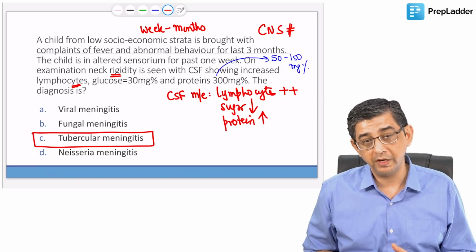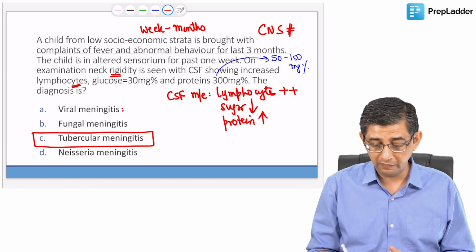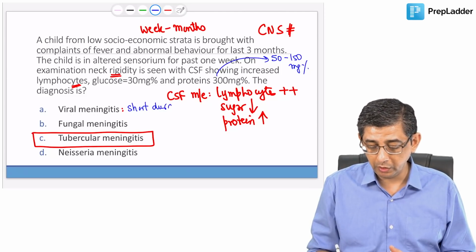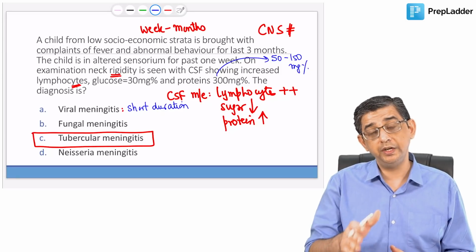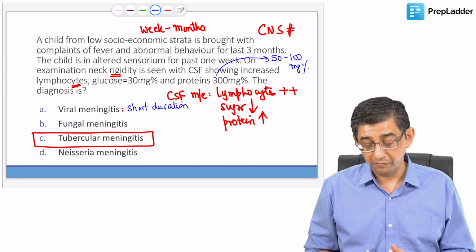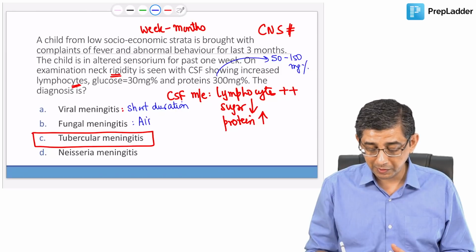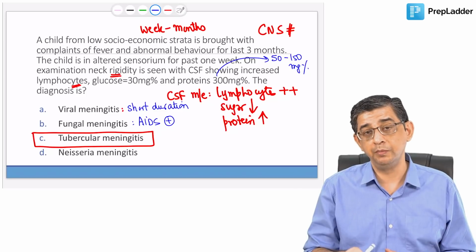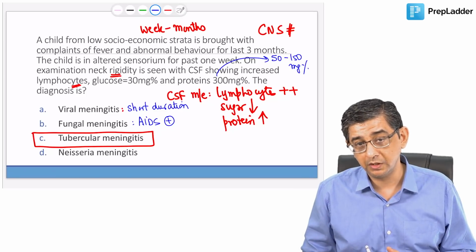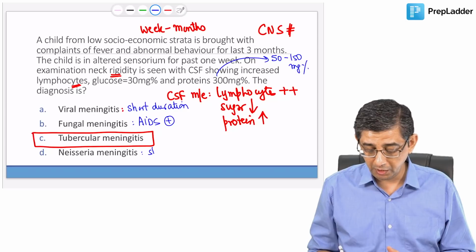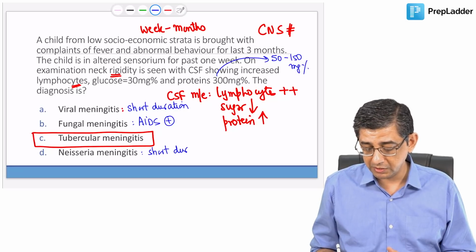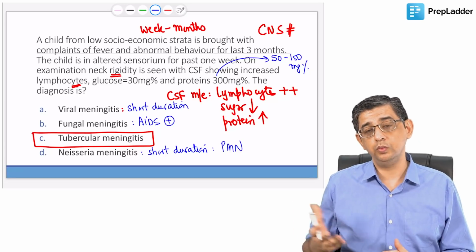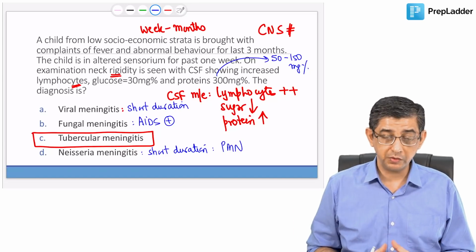Why is the answer not viral meningitis? Because viral meningitis will always have a relatively short duration. Viral meningitis is caused by agents like enterovirus, so it's an illness of 2-3 days followed by nuchal rigidity. Fungal meningitis is found in immunocompromised patients like an AIDS-positive patient. There was a question on cryptococcal meningitis also in this time's exam that I'll show in the subsequent part of the discussion. Neisseria meningitis will again have a short duration of illness and will also have neutrophils present in the CSF, so you can rule out the remaining options. The correct answer to this question is option C.